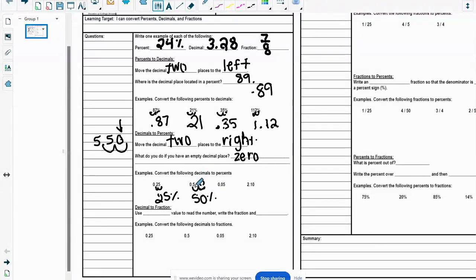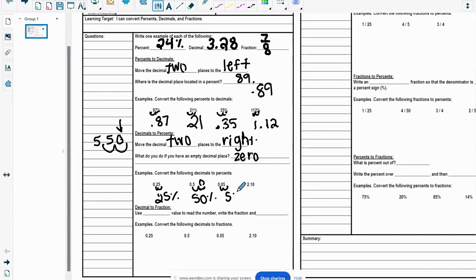When you're starting with a decimal, it is always smaller than the percent. So if you're starting with a decimal and making it into a percent, your number should be getting bigger. Whereas if you're starting with a percent and making it into a decimal, the decimal should always be smaller. So we're always making it smaller. That's just one way to check to see if we're doing it right.